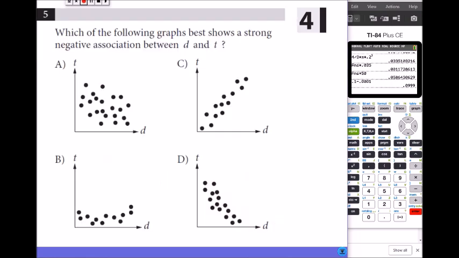Number 5, which of the following graphs best shows a strong negative association between D and T? So, meaning what? Negative slope, right? Strong negative slope here. Here's D.